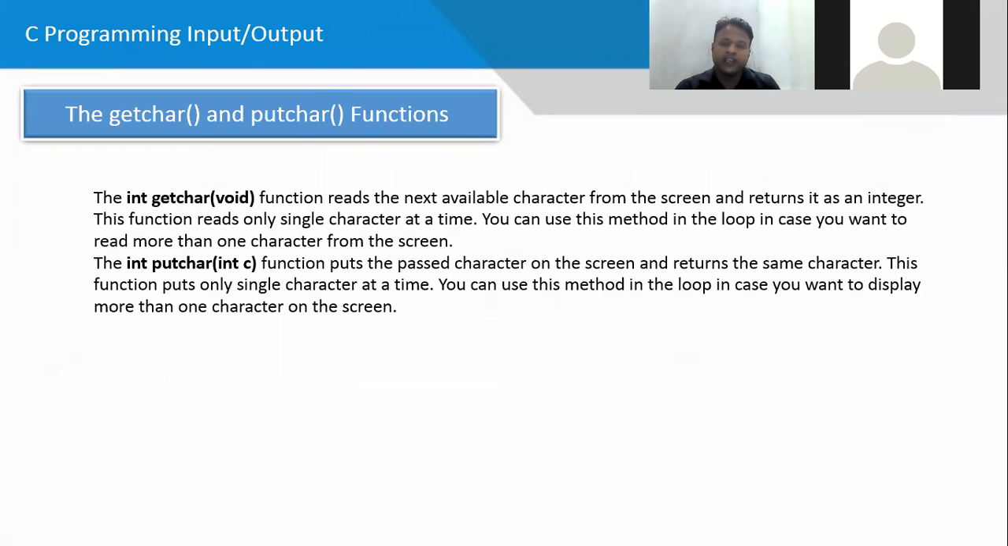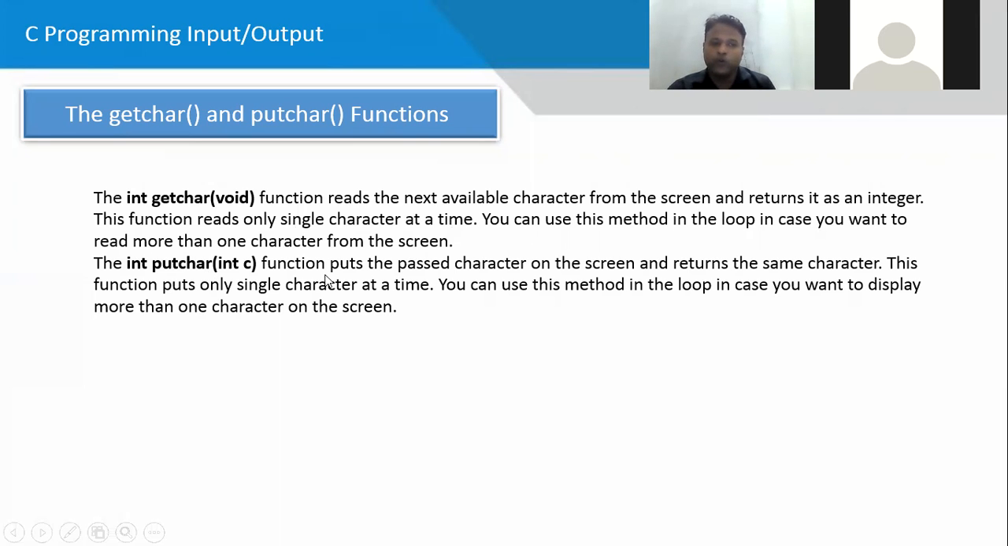Then we're using the getchar and putchar functions. The int getchar function reads the next available character from the screen and returns it as an integer. The function reads only a single character at a time. You can use the method in a loop in case you want to read more than one character.